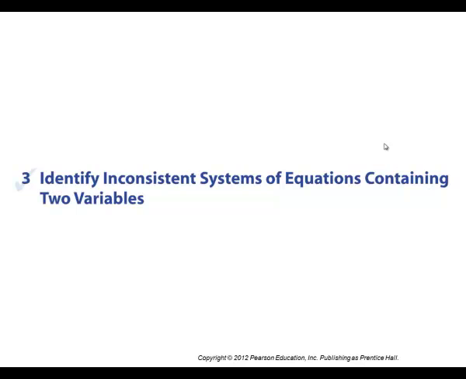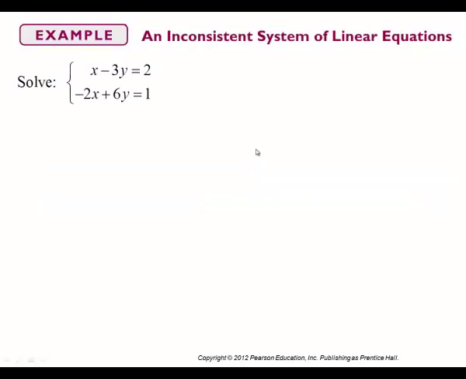Okay, identifying an inconsistent system. And remember, inconsistent means there is no solution. The lines are parallel. Let's see what happens here. Here's our system of equations, x minus 3y equals 2. In this case, x has the 1 coefficient, so we're going to solve for x. Apply plus 3y to both sides.